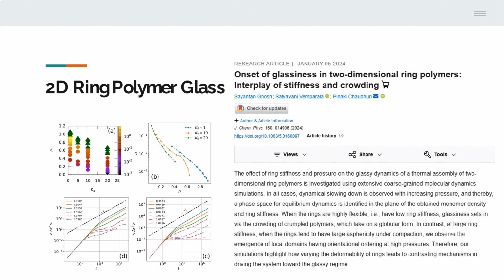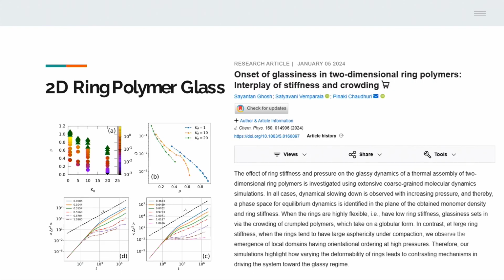So, we did a previous work with this kind of a ring polymer model, and what we see there is that as the density is increased, we see glassy dynamics, and we see that if this angular stiffness k theta is increased, the threshold density for which the transition happens becomes lower.